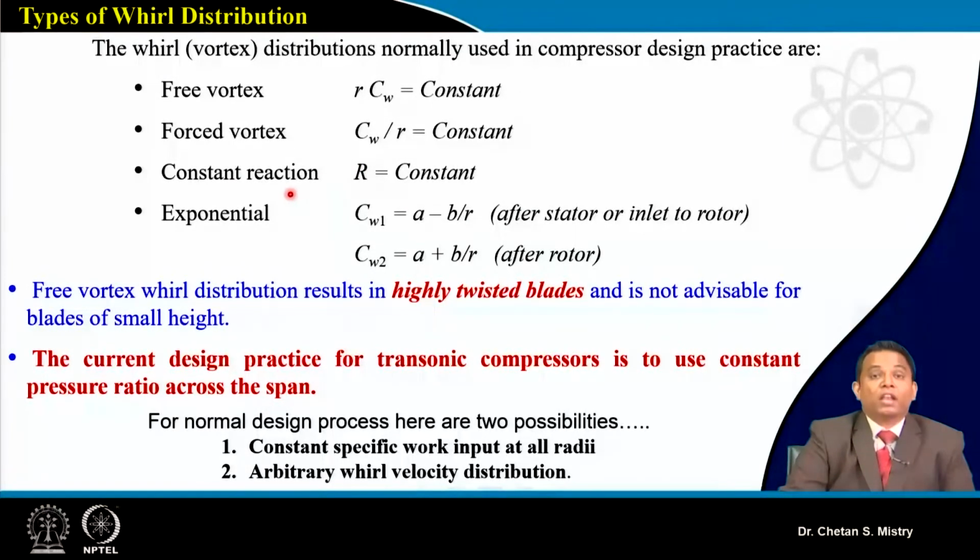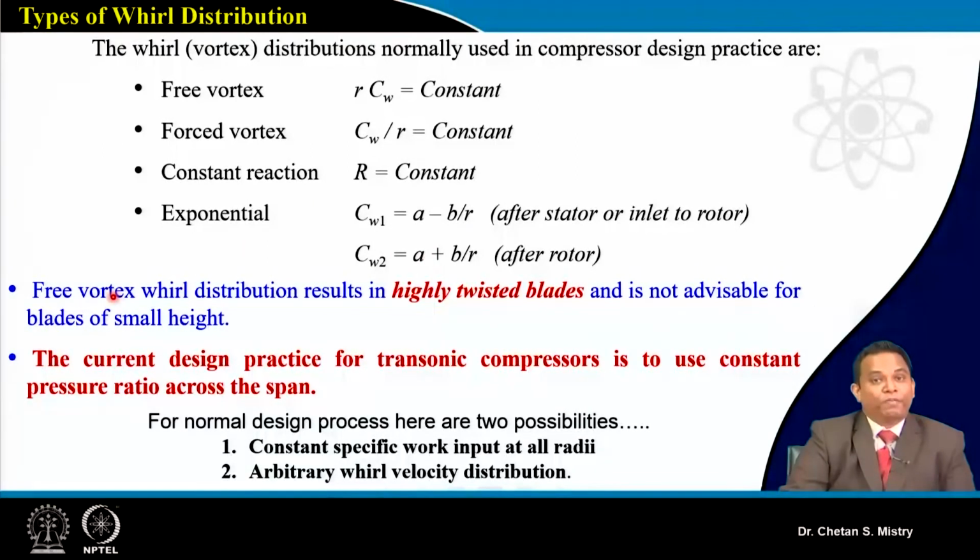There are approaches people have come up with, called the exponential design approach, where my whirl component after the stator and at the inlet of my rotor is given by Cw1 equal to A minus B by R, and at the exit of my rotor, Cw2 is given by A plus B by R. Now you can understand how people are thinking of changing this formulation. Now they have come up with a different kind of approach for designing. We will be discussing this part.